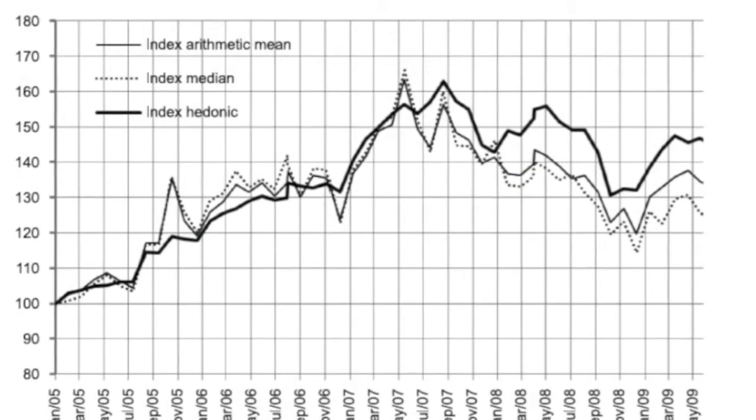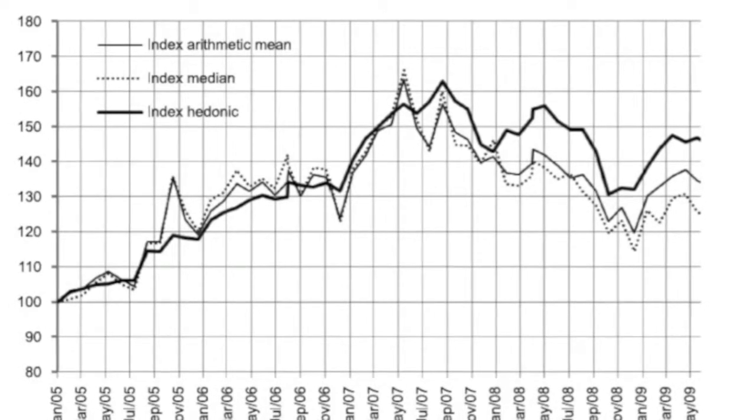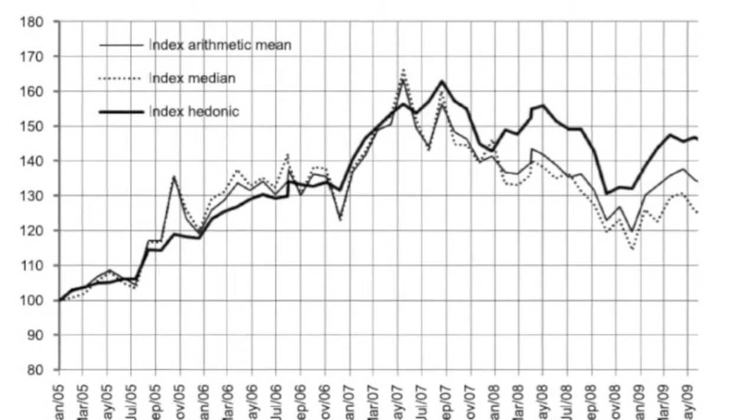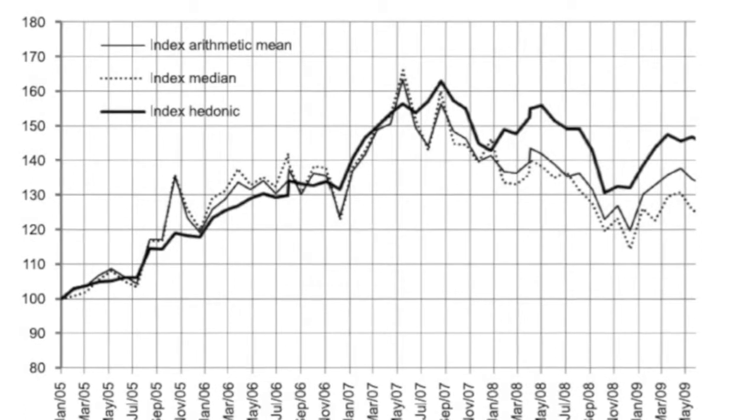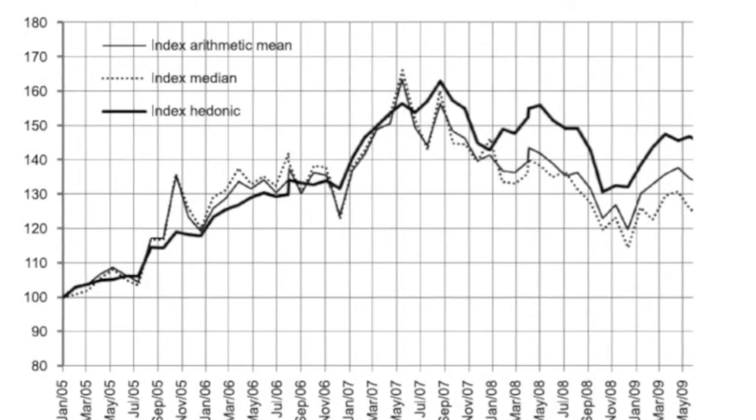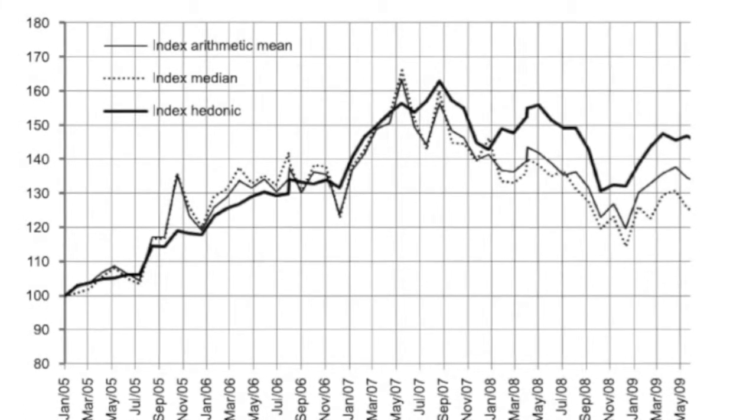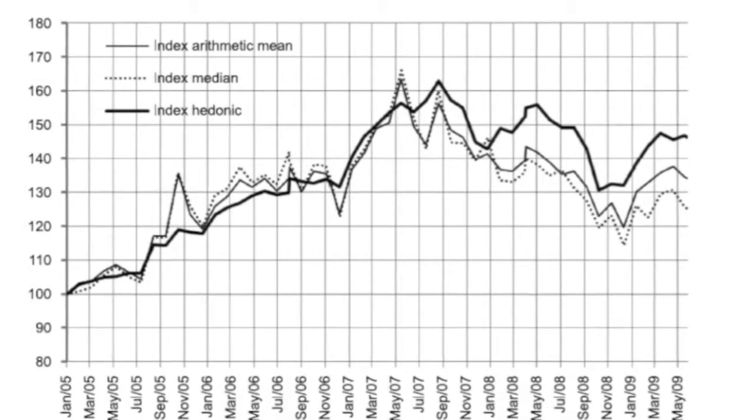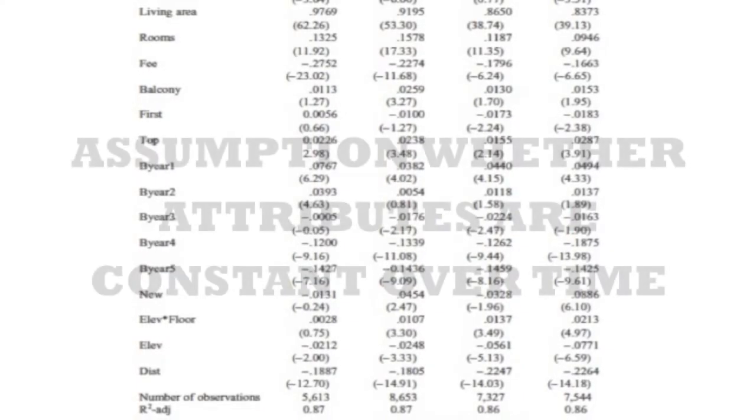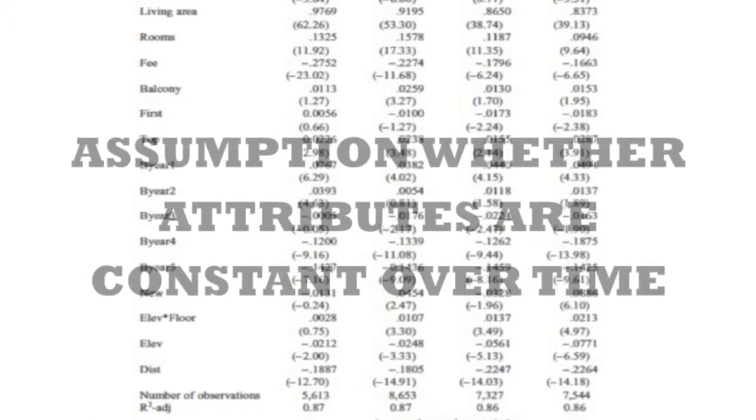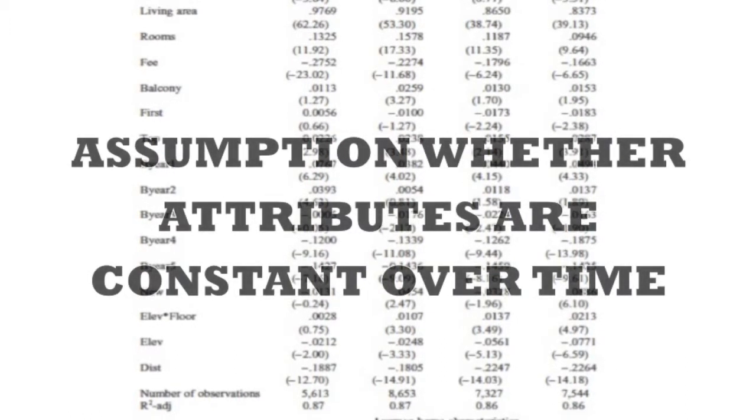And when we finished that, when we were satisfied with the model, then we focused on the time variables and creating the price index. So that's what we did. And the second thing we did was to try to figure out if we can make the assumption that the implicit price of all the attributes is constant over time or not.